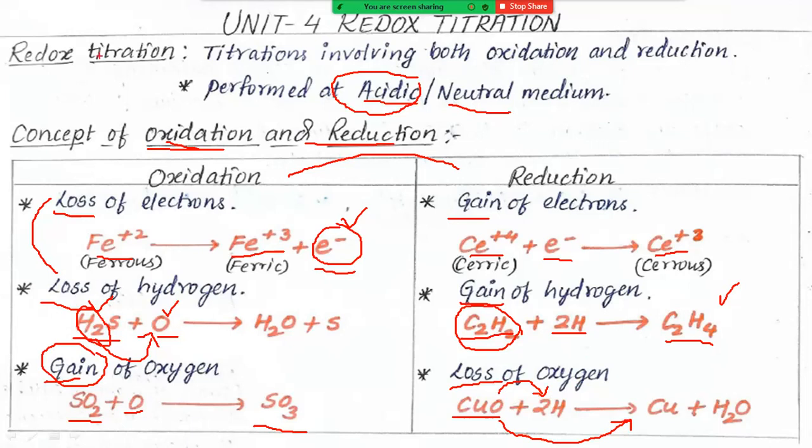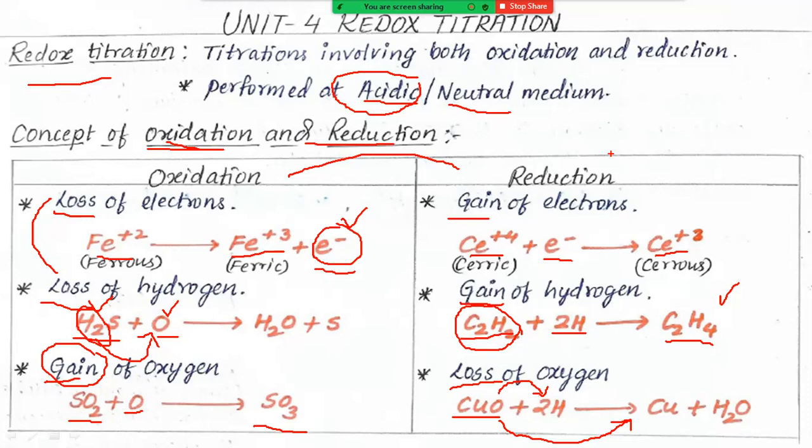So in redox titration, both oxidation and reduction take place simultaneously. At the same time, one compound is releasing electrons and releasing oxygen, and the other compound will be accepting the electrons as well as accepting the oxygen. So one compound is taking the oxygen and another compound is releasing the oxygen.